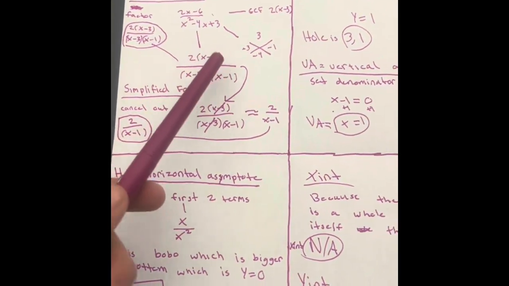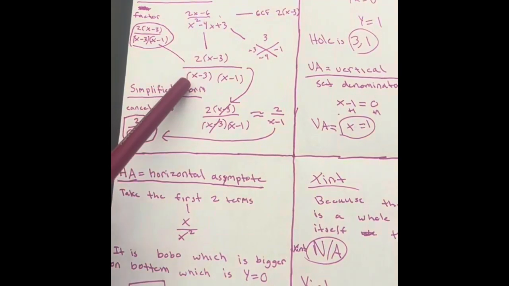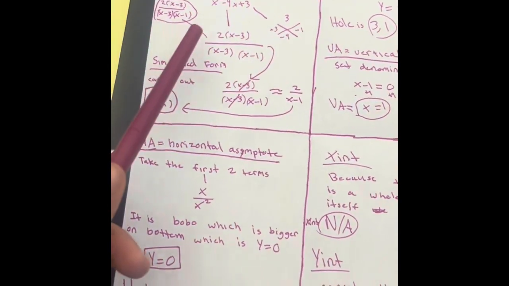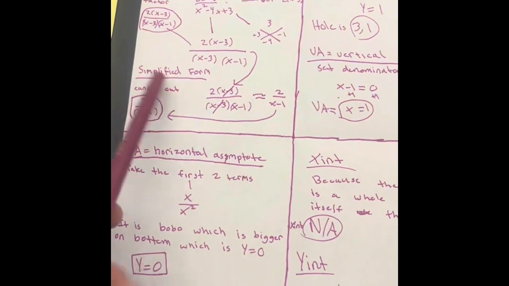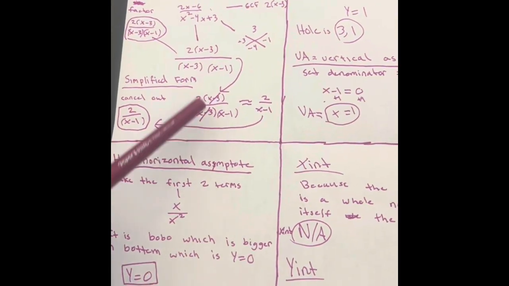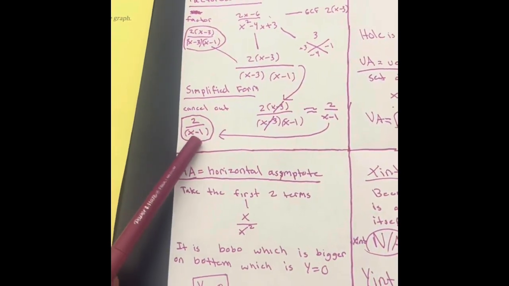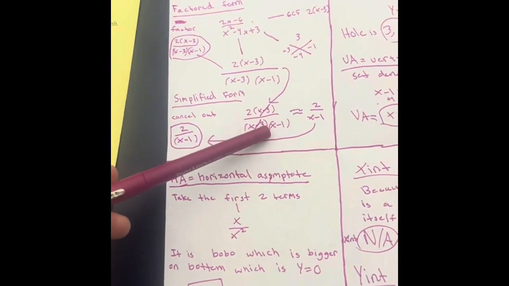So it would be 2 times (x minus 3) over (x minus 3) times (x minus 1). Then to get the simplified form, you would just cancel out x minus 3 and x minus 3, and you'd be left with 2 over x minus 1. And you need to remember this for when you find the hole.